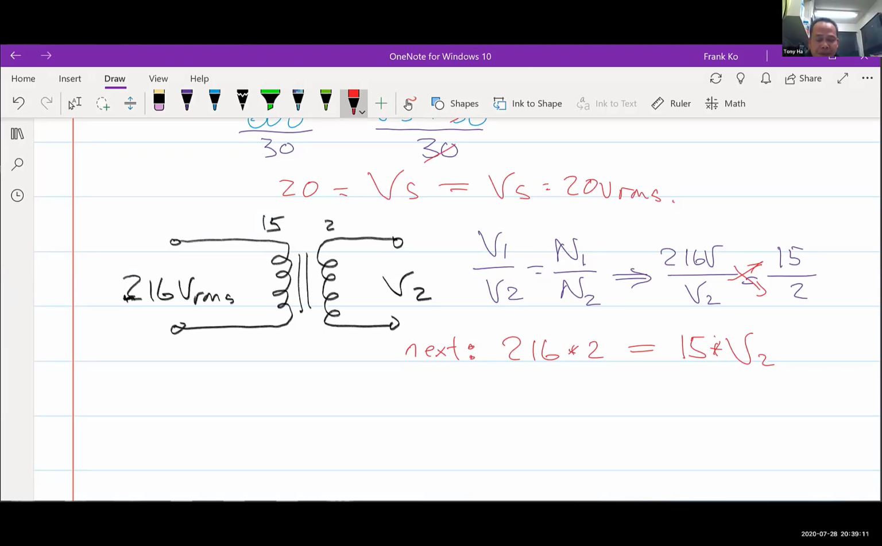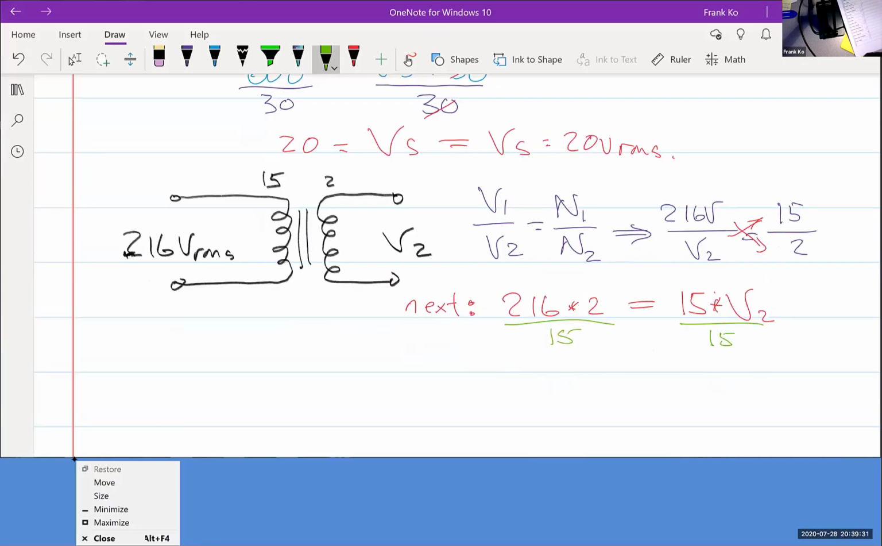So far so good? All right, so now we're going to do one more step. Erica, what would we do now? Divide both sides by 15. Okay, divide both sides by 15. And so, if all goes well, we should have 432 over 15 is equal to V2.